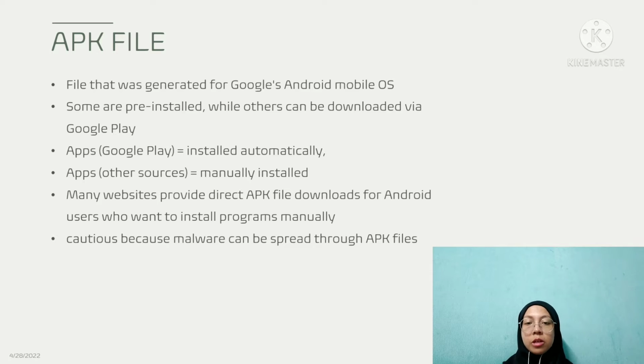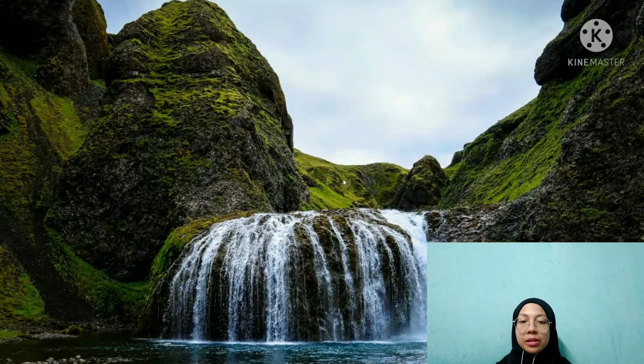Many websites, on the other hand, provide direct Apk file downloads for Android users who want to install programs manually. In this instance, you should be cautious about trusting the Apk file's origins, because malware can be spread through Apk files, just as it does through Windows and ASP files. In this video, before you check the Apk file status for infected files, the first thing you need to know is finding the Apk files.